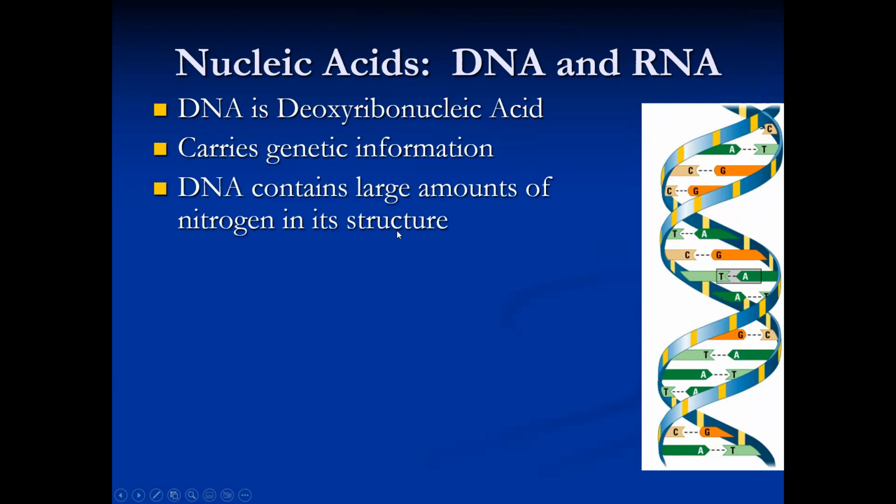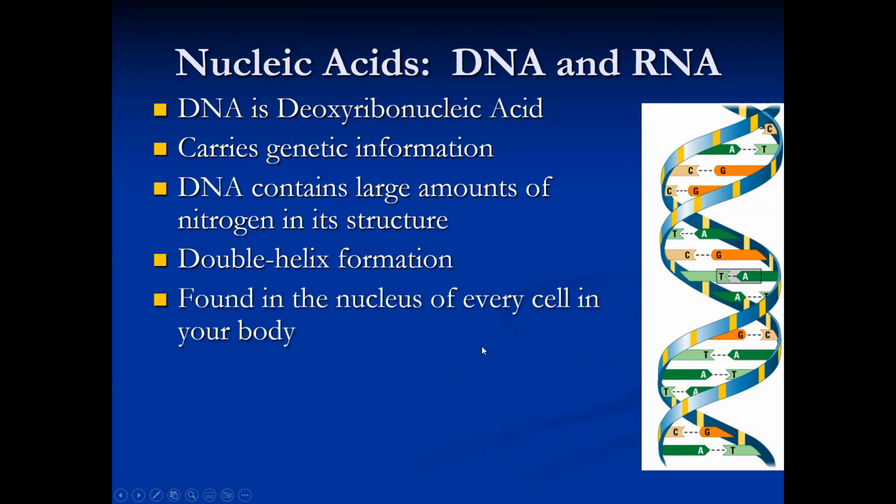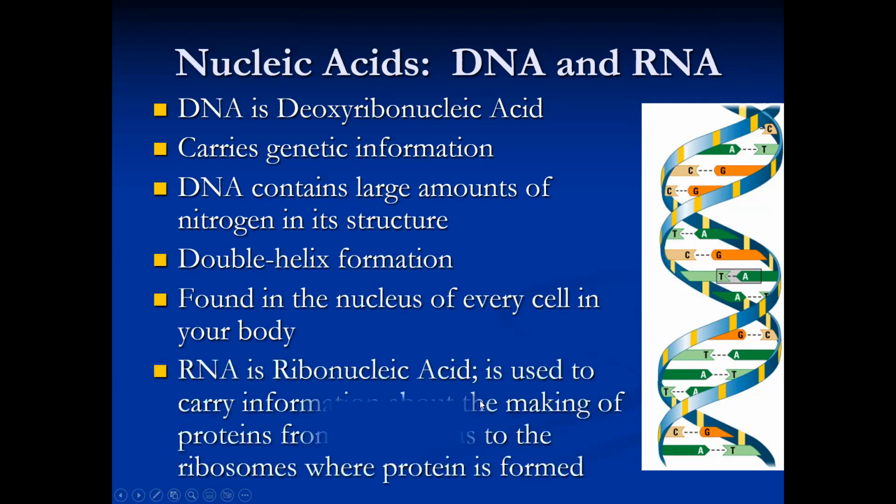So remember, I'm going to ask you what biomolecules have nitrogen in them. Let me repeat that. What biomolecules have nitrogen in them? First one was protein. The second one is nucleic acids. Both DNA and RNA have nitrogen. So that's the question. There's a double helix formation. So helix means spiral, double because there are two spirals connected together with these bases. It's found in the nucleus of every cell in your body, except for red blood cells. We'll talk more about that later.